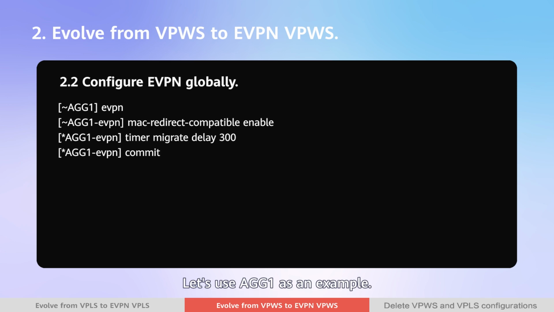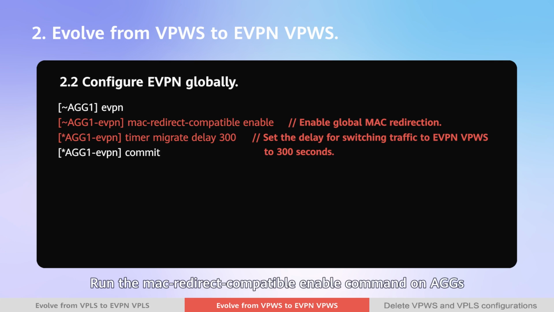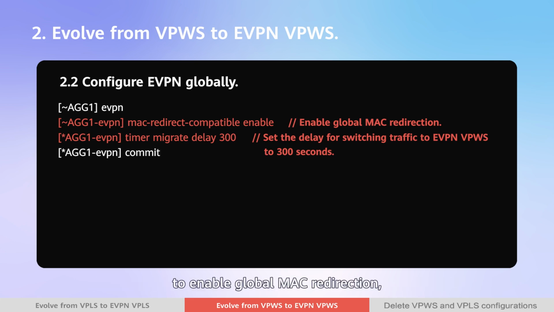Let's use AGG1 as an example. Run the MAC redirect compatible enable command on AGGs to enable global MAC redirection, so that traffic from AGG1 to the ACC can be redirected to AGG2 if the link between AGG1 and the ACC fails. The configuration of AGG2 is similar to that of AGG1, so we'll omit it here.